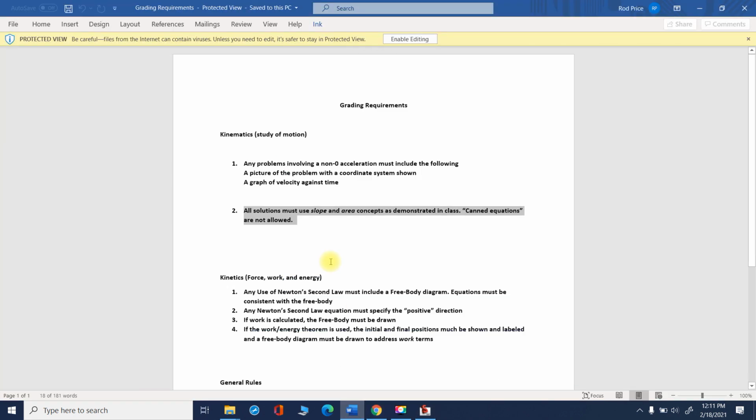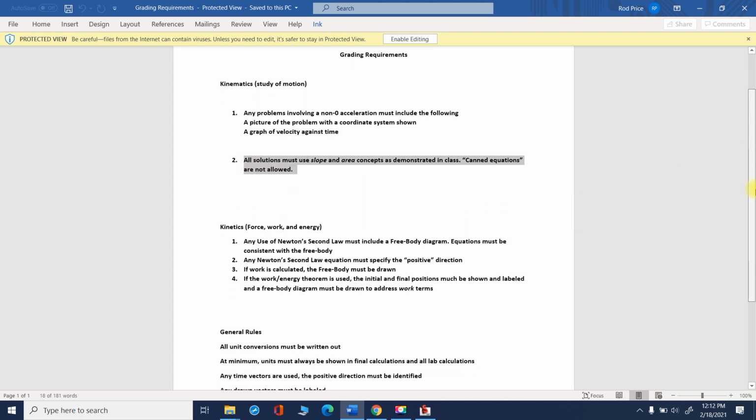So let me get back to our rules here. Again, for any motion problems, make sure you draw a graph of velocity against time, and then use that graph to solve the motion problems. That's what I'm trying to teach you how to do.